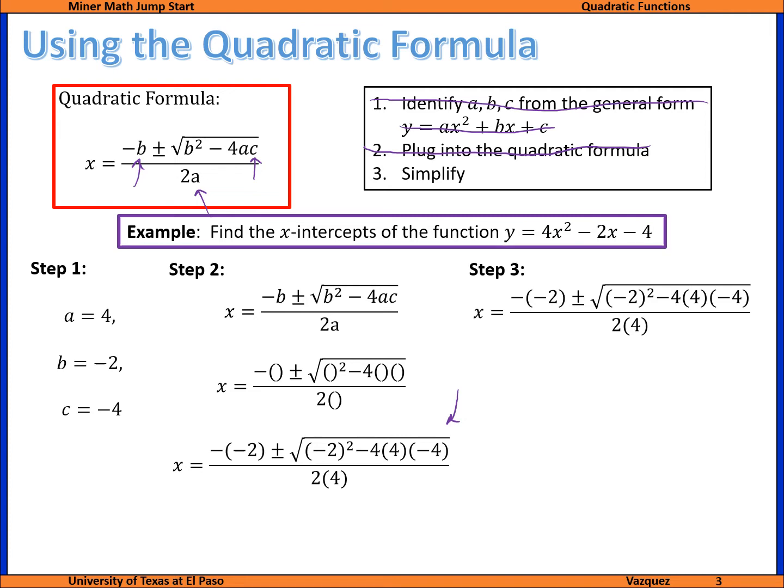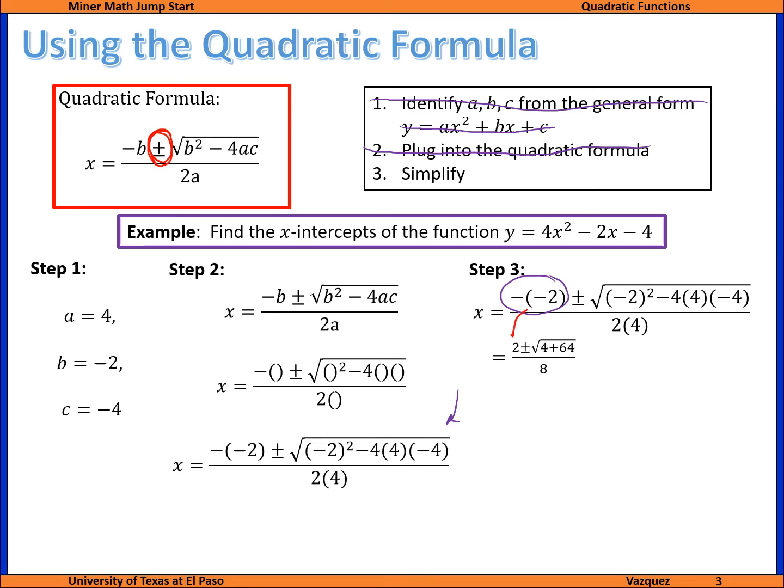First things first, a negative times a negative right here will make it a positive 2. Oh, there's one thing I haven't addressed yet, and I apologize for that. Notice in the quadratic formula, if you look at the red box, there's always a plus or minus here. The reason there's a plus or minus is because there are always two answers. One is going to be with the plus and one with the minus. We'll get to that. I'll show you how it works right now.